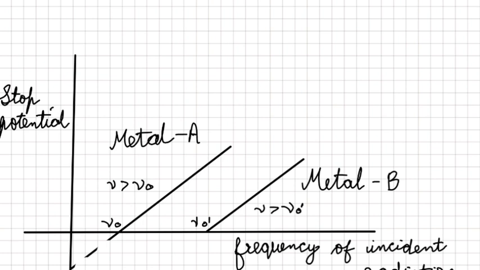Now if we take two different metals and plot the graph for metal A and metal B, where the coordinates are stopping potential and the frequency of incident radiation, we find that a linear curve is shown over here, and this dotted line represents the negative potential. So now, what conclusions can we draw from the given graph?